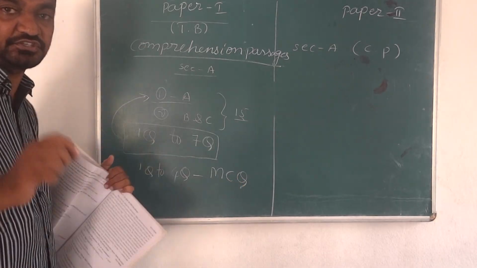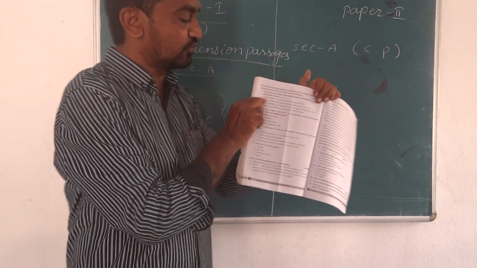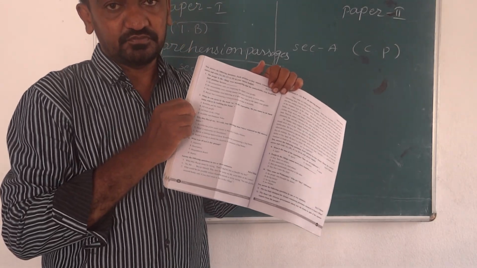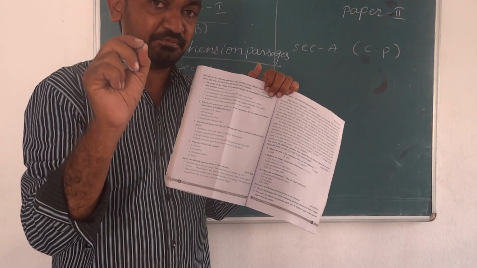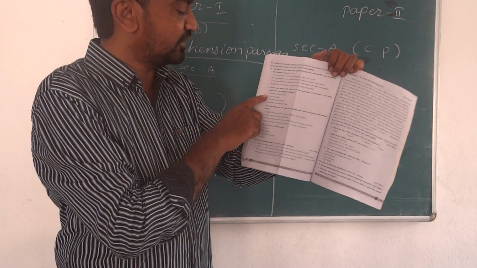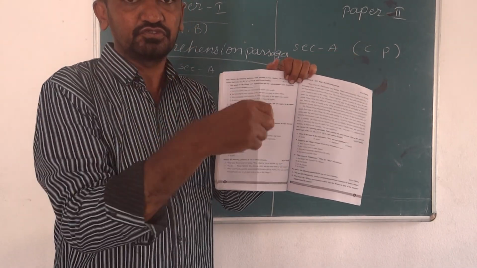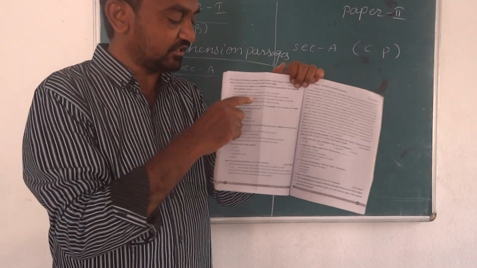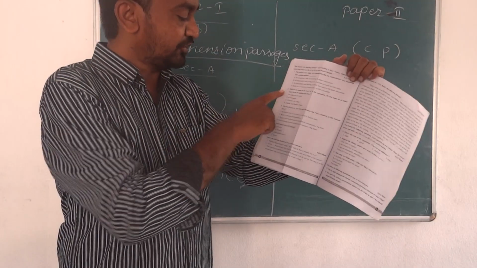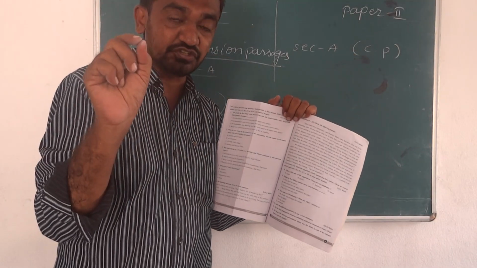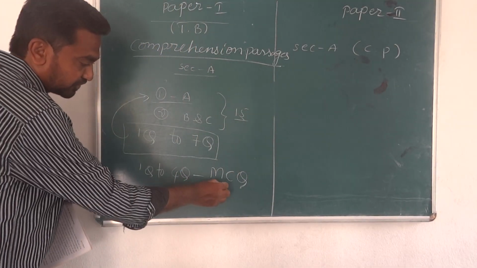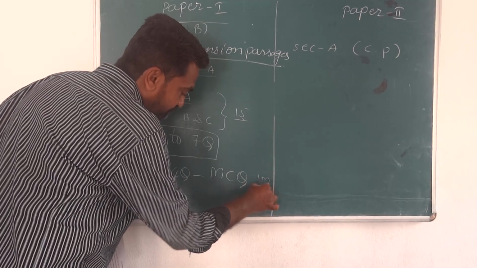MCQ means multiple choice questions. There will be one question, and the question is followed by 4 options. You have to choose which is appropriate, which is suitable for this question, and write only either A, B, C, or D, whichever is suitable. You need not write the total answer. If A is the right answer, then write A. Questions 1 to 4 are multiple choice questions. Each question carries 1 mark, total 4 marks.